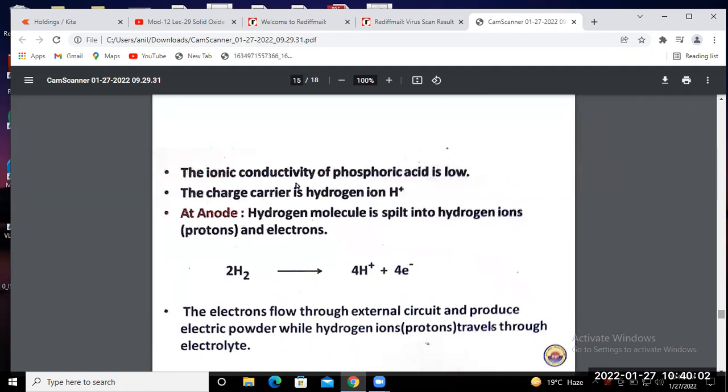At the anode, you will find this chemical reaction: the hydrogen molecule 2H2 is split into hydrogen ions, that means protons, and electrons. So 4H plus and 4 electrons are released from the hydrogen molecules. The electrons flow through the external circuit and produce electric power, while the hydrogen ions travel through the electrolyte.